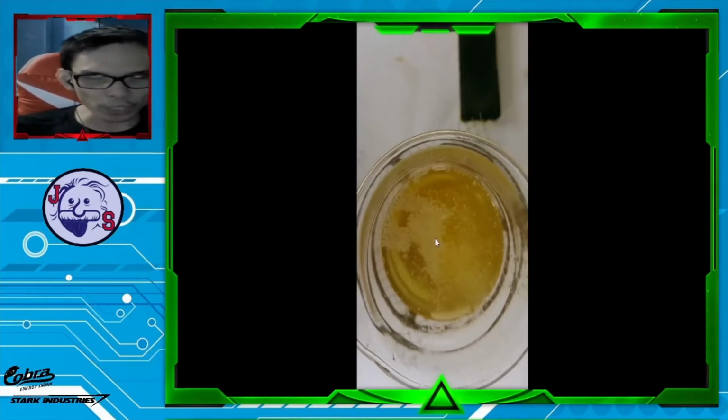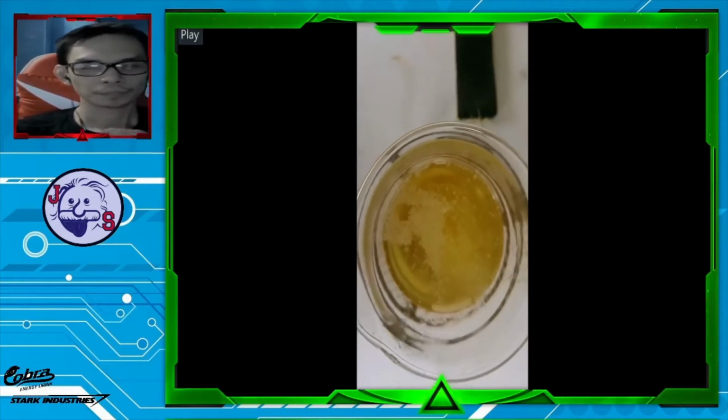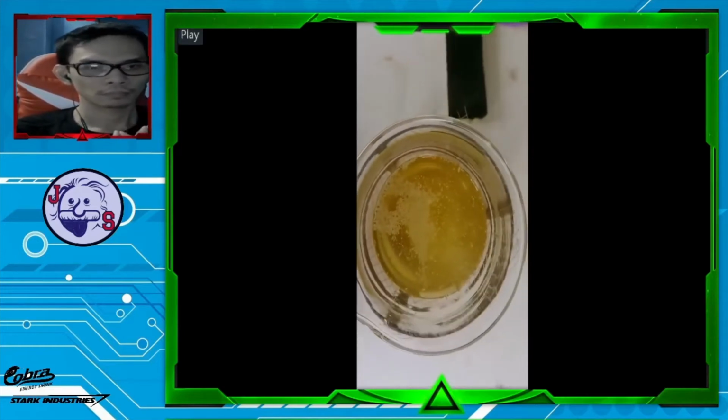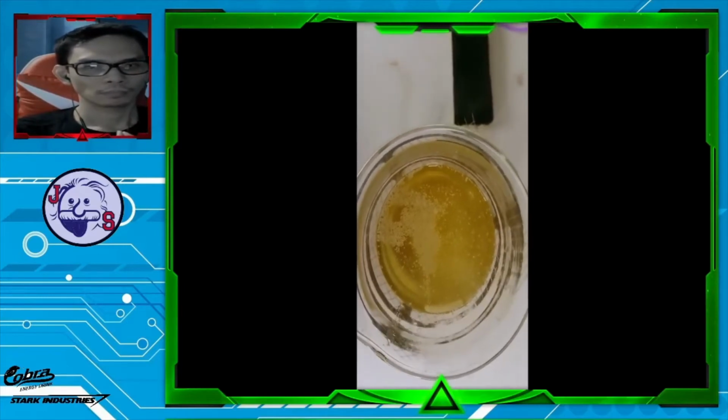And what do you think is happening here? You can pause this video and write it down in the comment section. What is happening right here? What do you think is the process going on in this particular area on the side of this beaker?